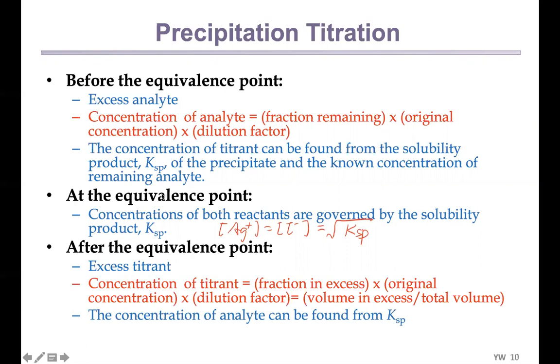But before and after, you have either excess analyte or excess titrant. The idea is you have to calculate the excess amount of either analyte or titrant. And then based on Ksp, you calculate the concentration of the other part, okay? But we won't be able to finish it today, so we will continue next time. Okay? That's all from today.